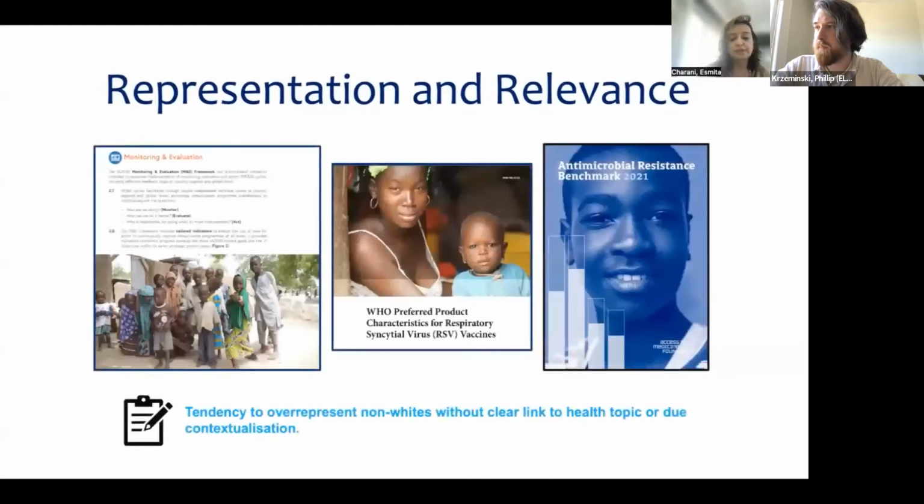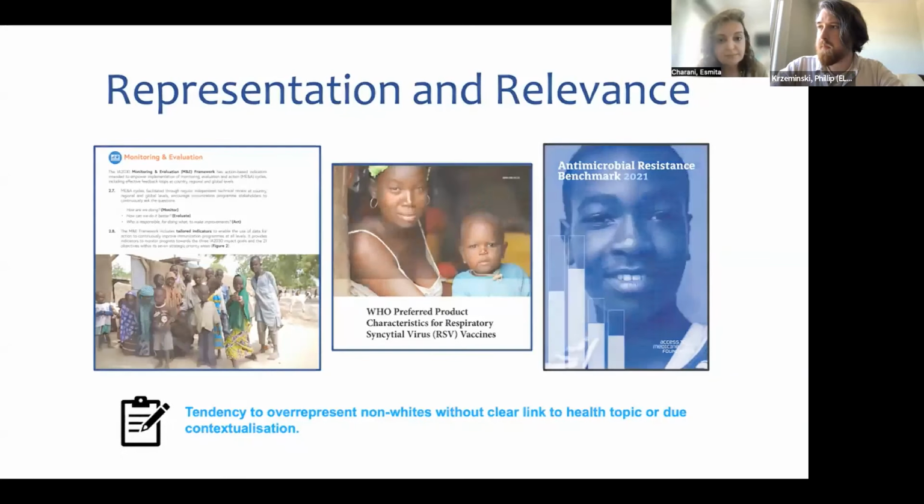And then I'm just going to focus on two of the criteria we looked at. We looked at specific criteria qualitatively, and we found, as I mentioned, problems across all of the criteria we included. When it came to representation and relevance, we found a lot of irrelevant use of imagery in relation to people from lower middle income countries, often having nothing to do with the subject matter, but the image of a child in Bangladesh or Pakistan or Eritrea or the Congo is used just randomly to depict a medical issue, for example, around antimicrobial resistance. And there's a tendency to overrepresent non-whites without clear link to health topic or contextualization of the image. Very few images actually told the story of the person being depicted.